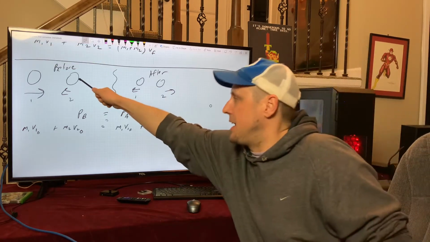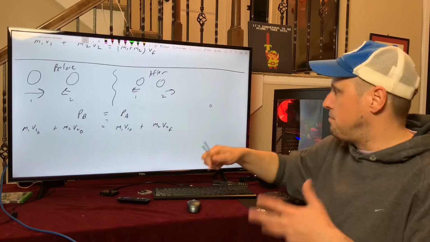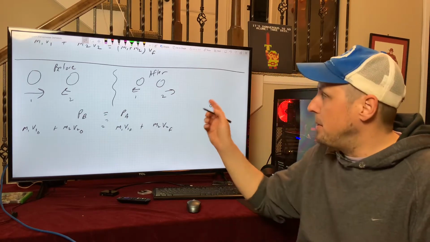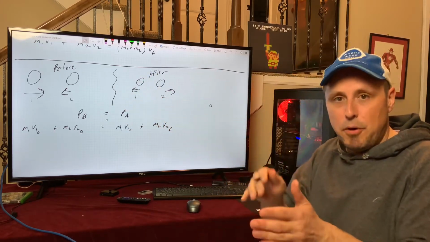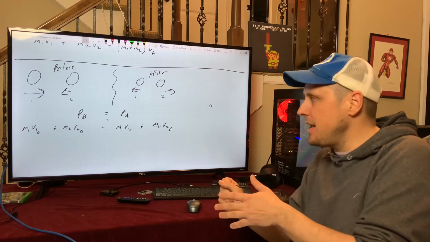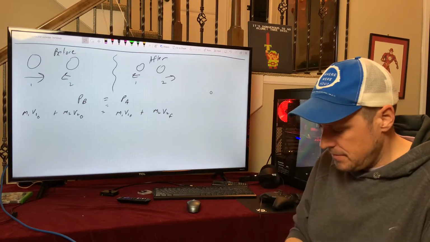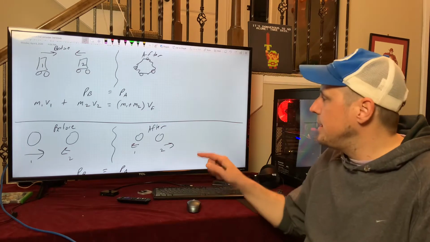This could be just not moving, and then this will be 0. Or maybe this isn't moving, and that's 0. Plug in what makes sense for the problem. But make sure you have a before and after picture, and if it's two objects in the before picture, right before the things hit, and it's two objects in the after picture, right after they hit, use this one. All right, now we've gone from 2 to 1 and 2 to 2.